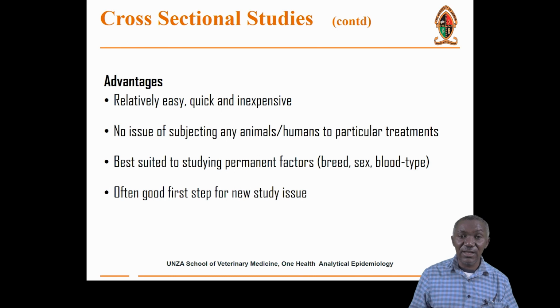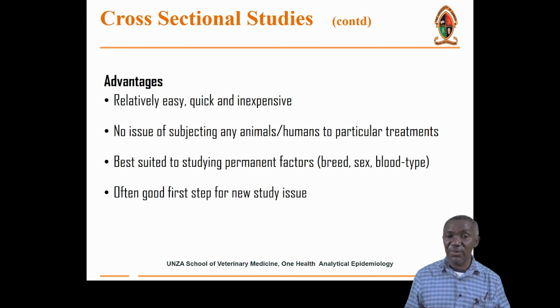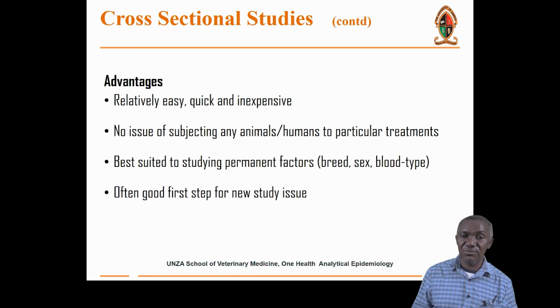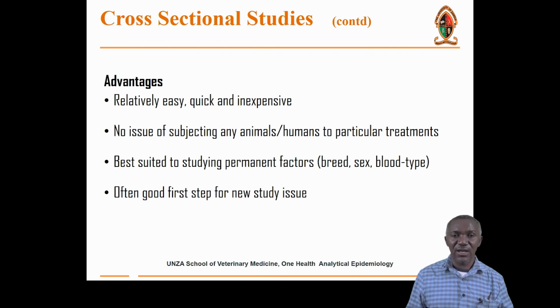More advantages: relatively easy to conduct, and it's quick, and normally it's not expensive. There are no issues of subjecting animals or human beings to particular treatment exposures. So normally this type of study does not suffer much from ethical issues. And it's best suited for studying permanent factors such as breed, sex, or blood type. And it is often a good first step for a new study issue. So we are saying that this is very good in generating hypotheses, and so it makes a good step when you are doing a new study.